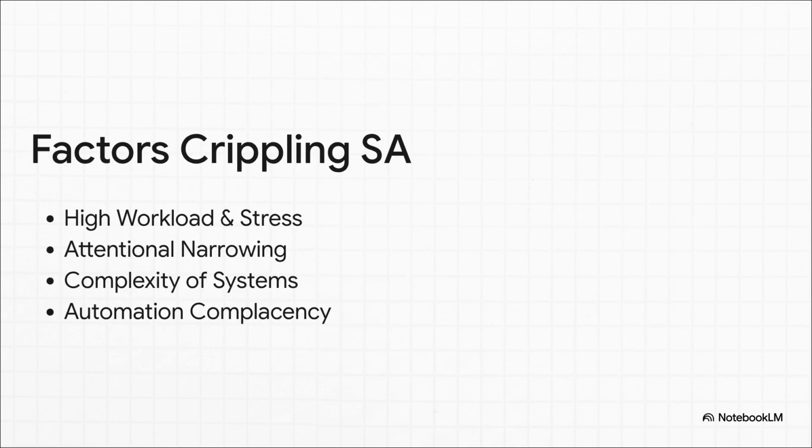So what actually cripples our situational awareness? We just saw how high workload and stress cause attentional narrowing. Throw in overly complex systems, and you completely fry the working memory. But honestly, one of the most insidious threats we face today? Automation complacency. When a system is doing everything on autopilot, the human operator just becomes a passive monitor. They get pushed completely out of the loop. Then, when that automation inevitably glitches or fails, the human has zero situational awareness and literally cannot catch up fast enough to save the system.